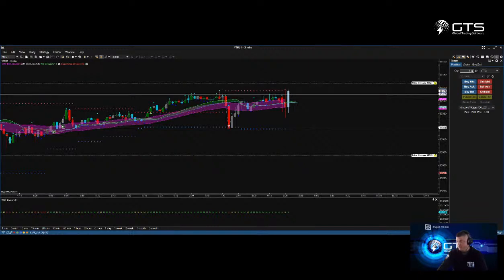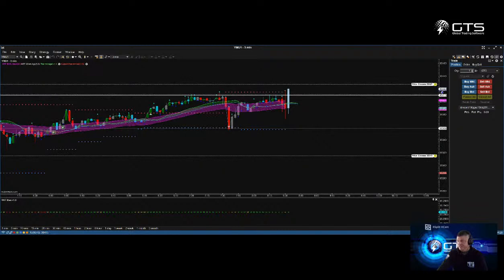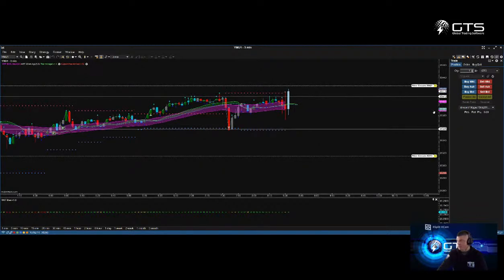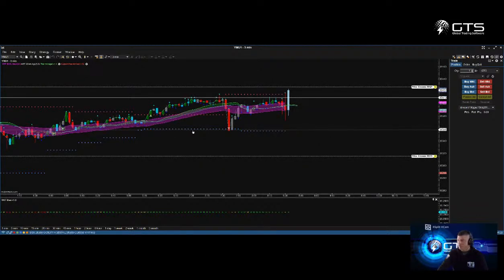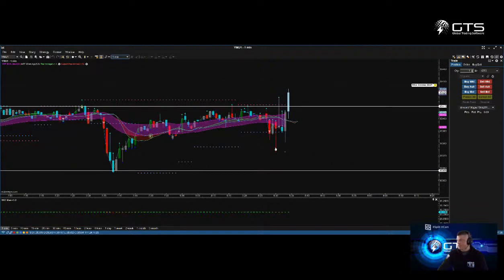This resistance zone right here is something else. Oh, there we go. We're breaking through it, looking for a good push. This is the 1 minute. Let me see here.